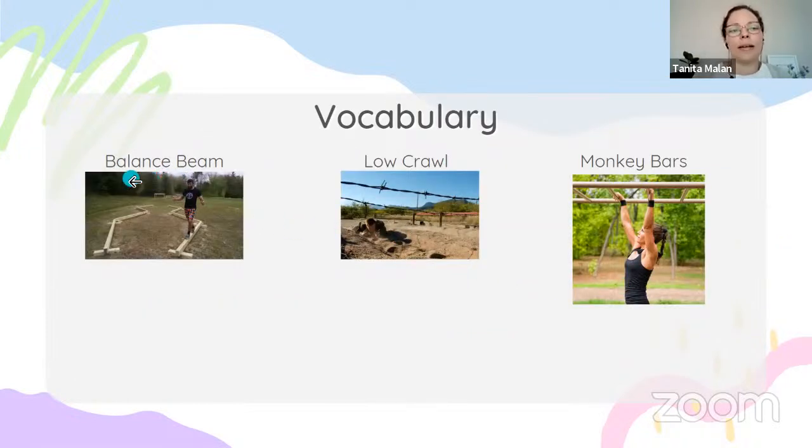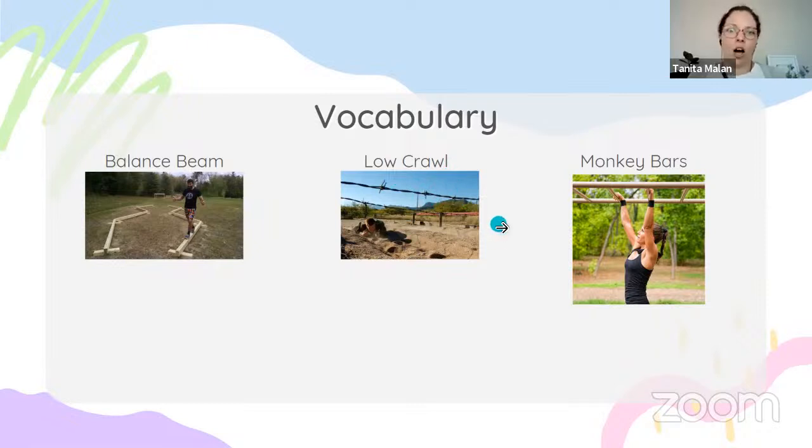So for example, we might see something like a balance beam. It's basically a small, narrow beam or piece of wood that you have to walk across, requires a lot of balance, of course. So this is a common obstacle that you might find in an OCR race or at an OCR gym. Another thing could be a low crawl.